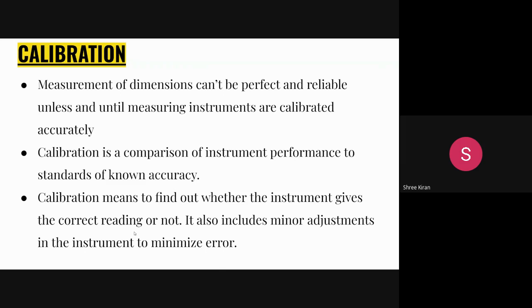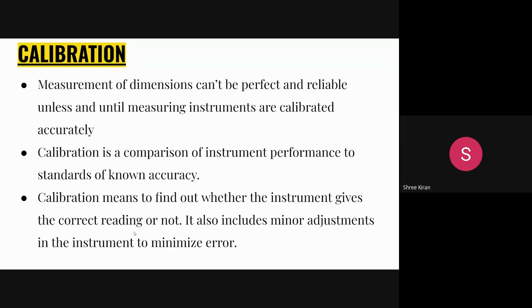Calibration means to find out whether the instrument gives the correct reading or not. It also includes minor adjustments in the instrument to minimize the error. So this is the main thing of the dimensions. It's mainly related to the dimension aspects. Then we have various types of calibration, like in-lab calibration, on-site calibration, all that.